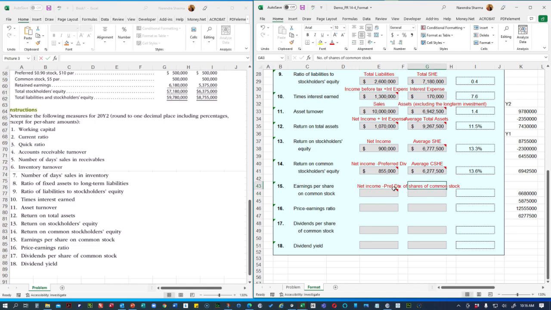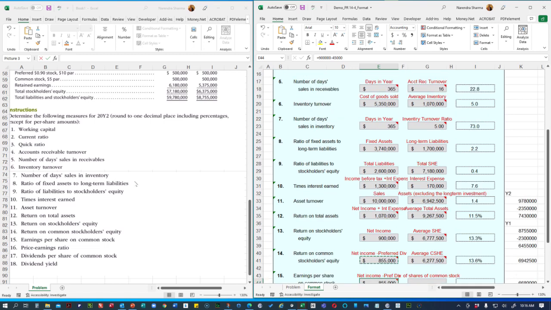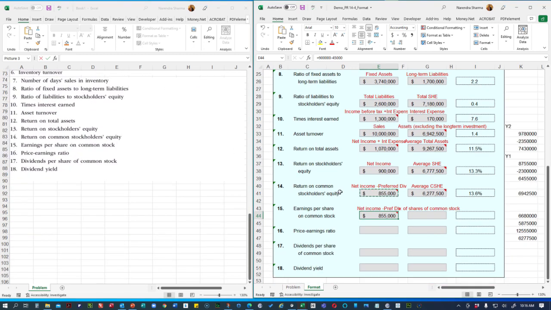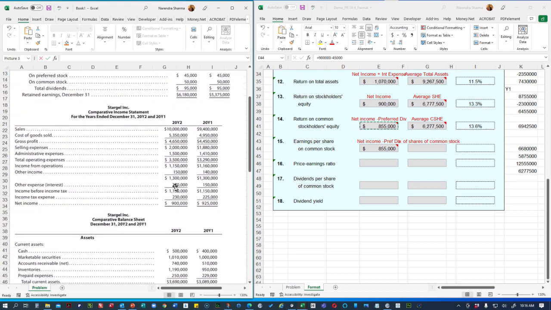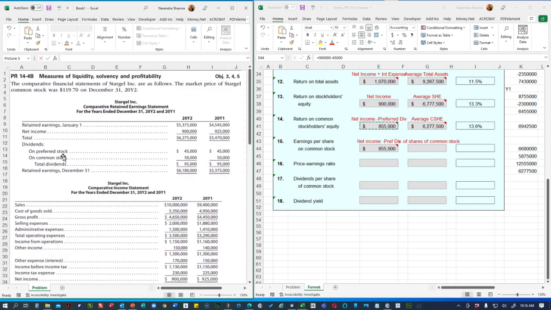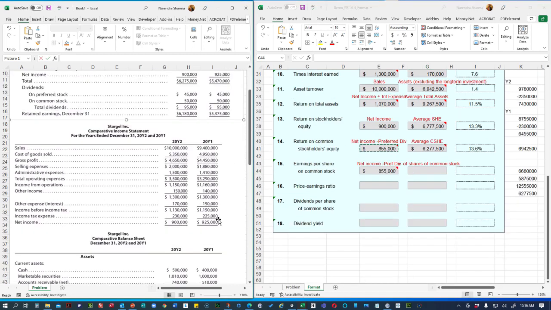First, let's start with the first one. Net income minus preferred dividend. We have already calculated that figure. That was 855,000. So we'll just take that. How did you get that? That is, of course, we did 900,000 of net income. This is 900,000 minus 45,000 of preferred dividend. So that'll be 855,000. Now the number of shares of common stock, we'll just have to do a math.